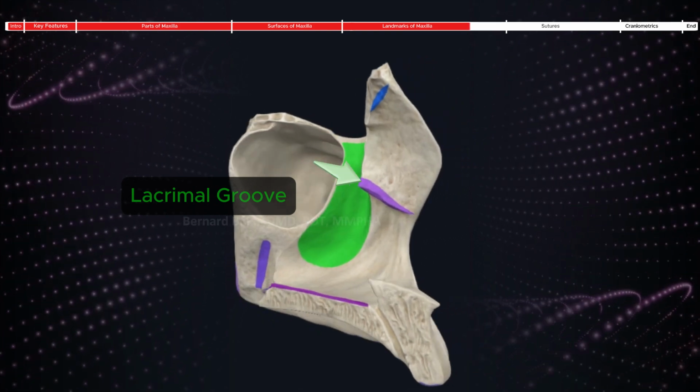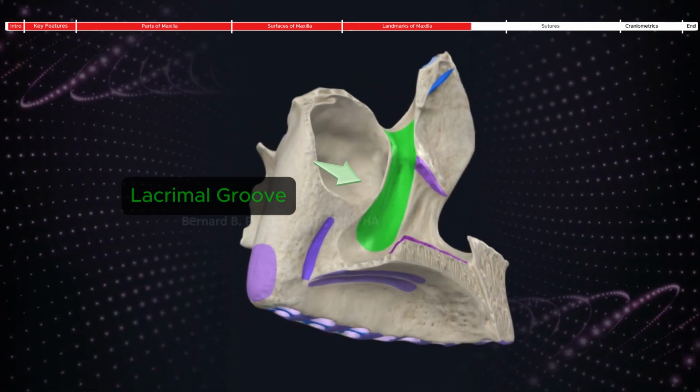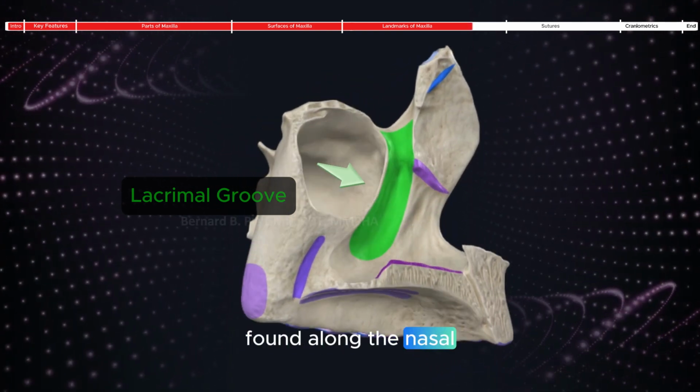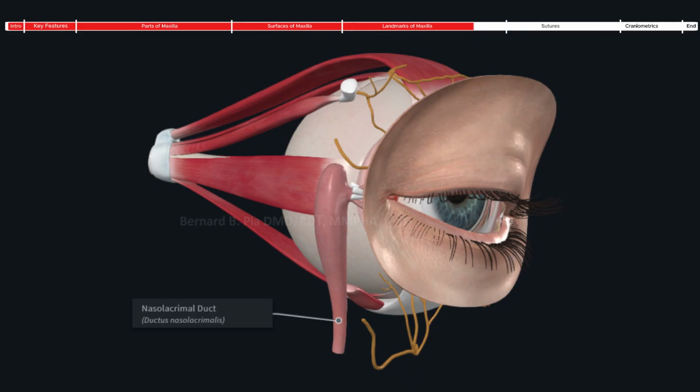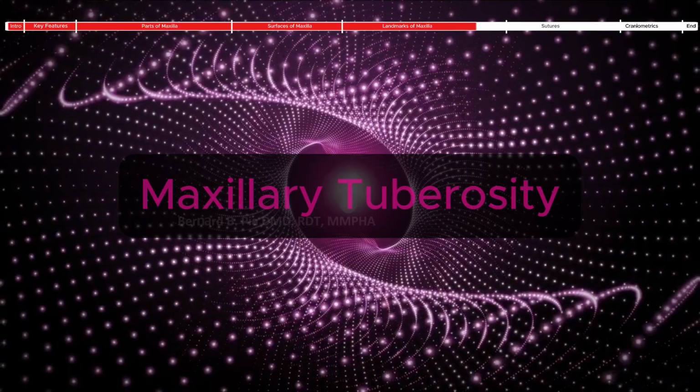12. The lacrimal groove is the vertical, deep depression found along the nasal surface of the maxilla. This canal allows for the passage of the nasolacrimal duct.